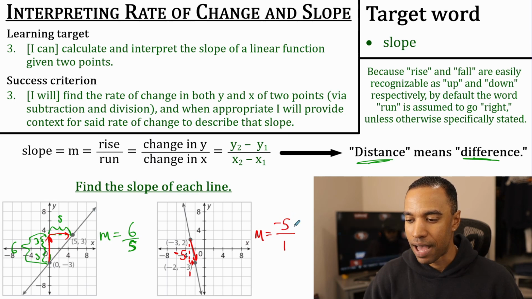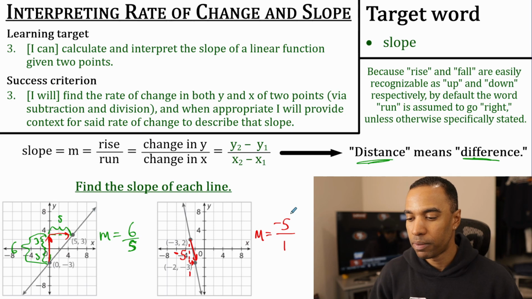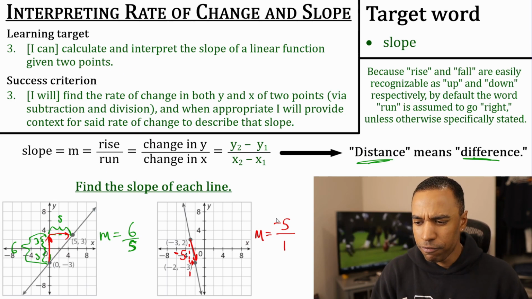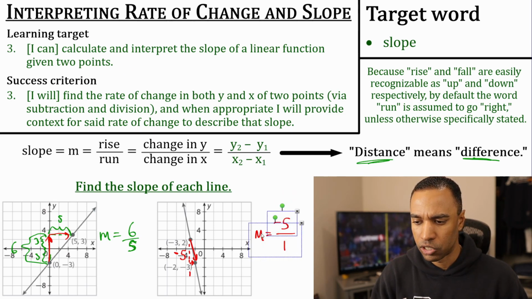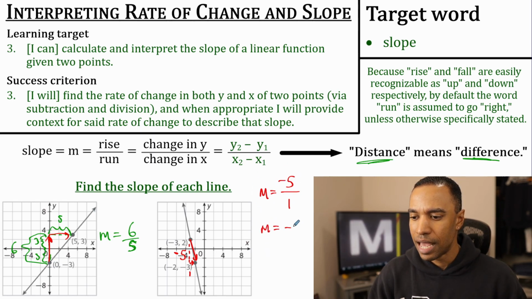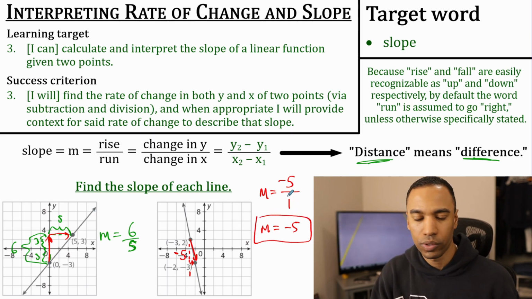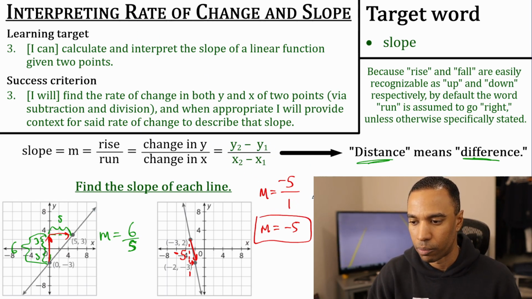So I have fallen 5 as I have run 1 to the right, therefore my slope is negative 5 over 1. And if you just reduce that, negative 5 divided by 1 is just negative 5. So I could just write slope is negative 5. And that could be my answer. And it is my answer. That's all. I will, however, do the actual calculation so you can see this one more time and confirm why this was a negative 5.